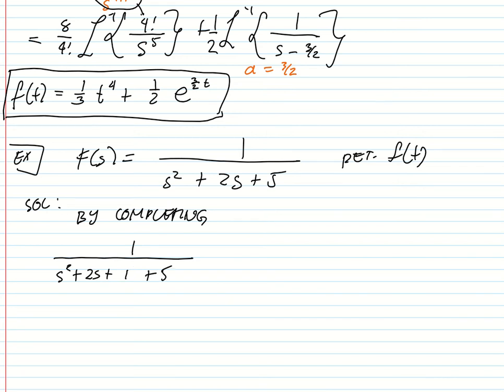So this is still plus 5. So I need to subtract again that 1, so that I will not change the function. It's still the same. You just add by 0. Adding 0 will not change the function.